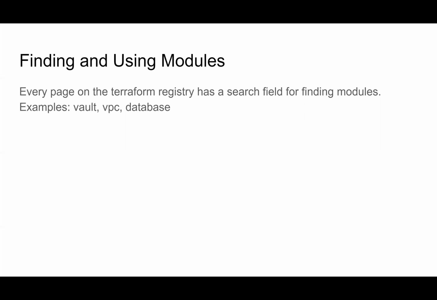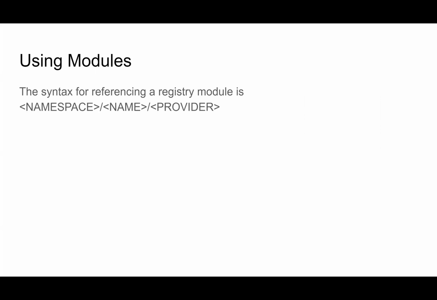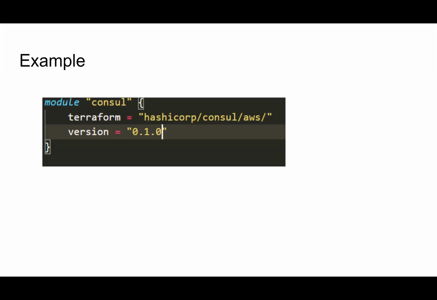Okay, so finding and using modules. Every page in the Terraform registry has a search field for finding modules, so you can find modules for VPC, Vault, Database. Typically, I use the AWS module for VPCs for setting up a virtual private cloud. It's a great module. The syntax for referencing a module in a registry is the namespace, the name, and the provider. So you'll have something like my module, make infrastructure, Evan, for example, just kind of broken up in this sort of naming convention.